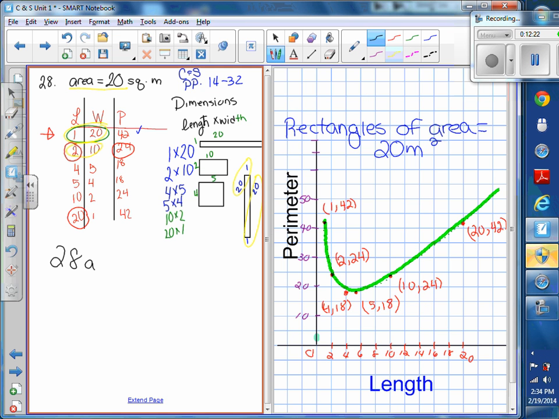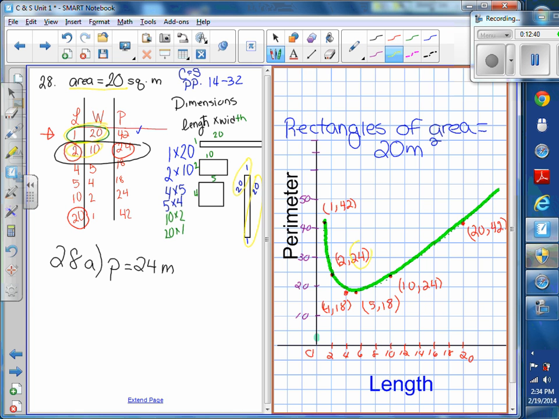28A asks for the perimeter of the rectangle that has a length of 2. So we could get it from our chart. The perimeter is 24 meters. But we can also get that from our point. Do you see how to read the graph?